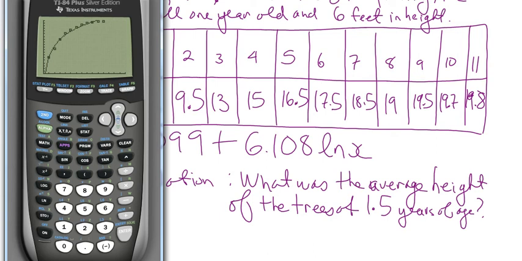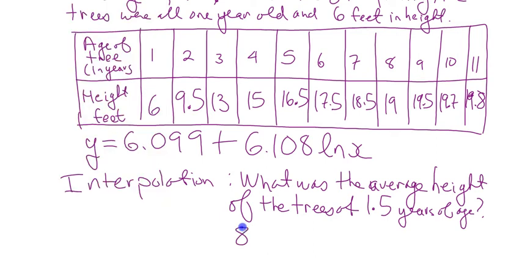Which one is age? X's or Y's? X's. So what do I want? I want an X value of 1.5. How do I get that? Second calc, value, X, 1.5. And we get 8.56 feet, or 8.6 feet, I guess, to the nearest tenth of a foot. Let's call it 8.6 feet.